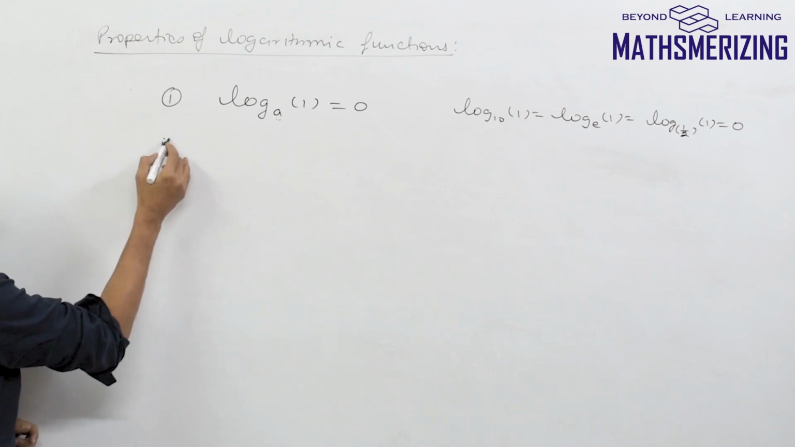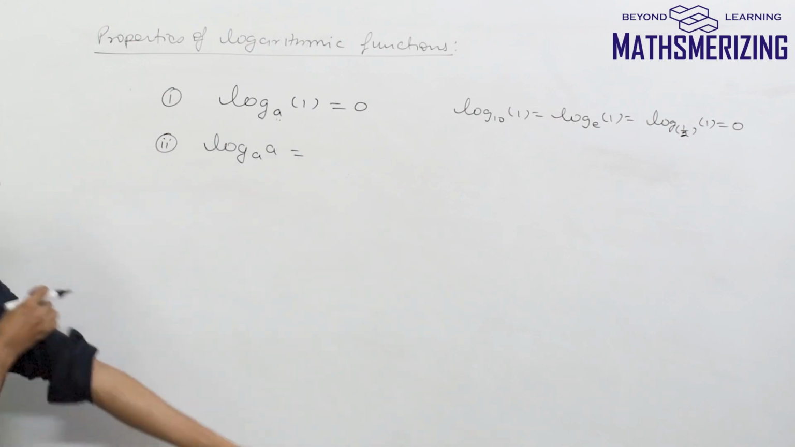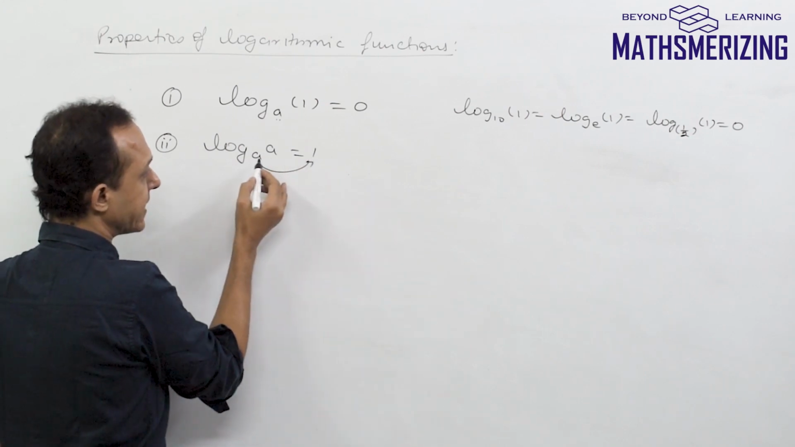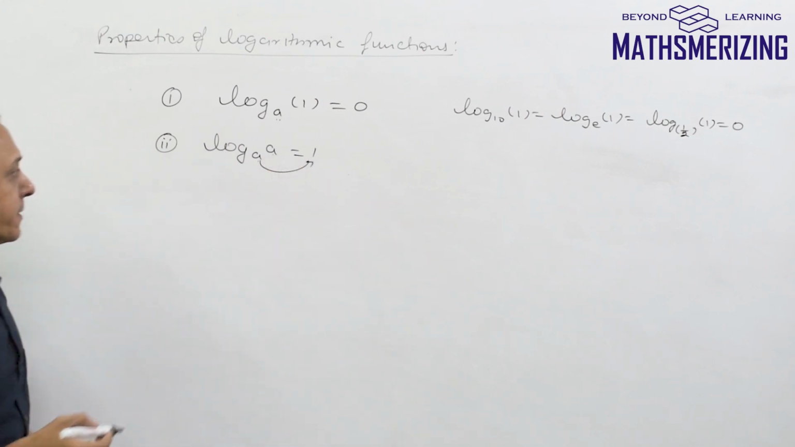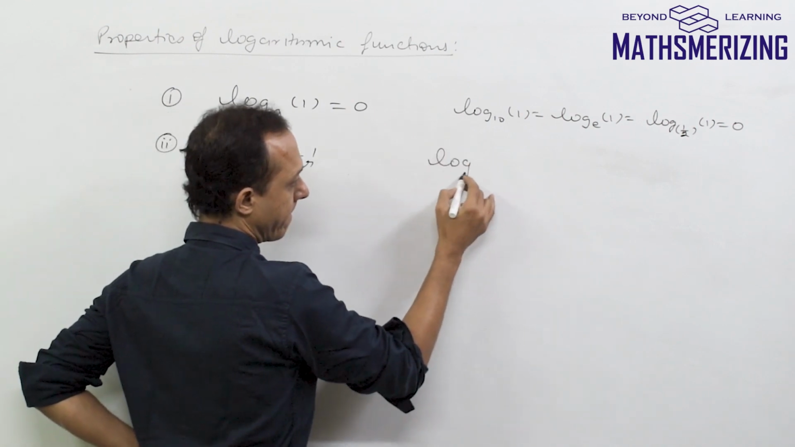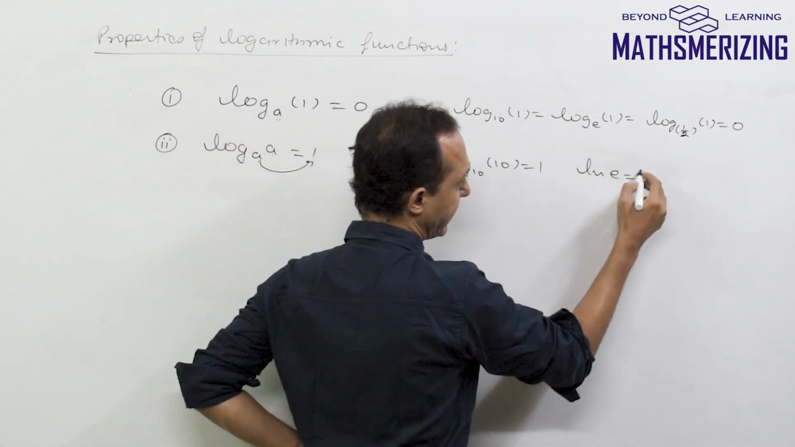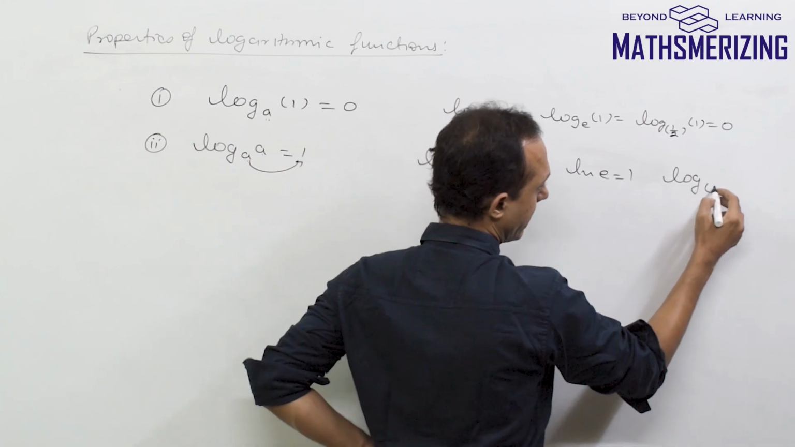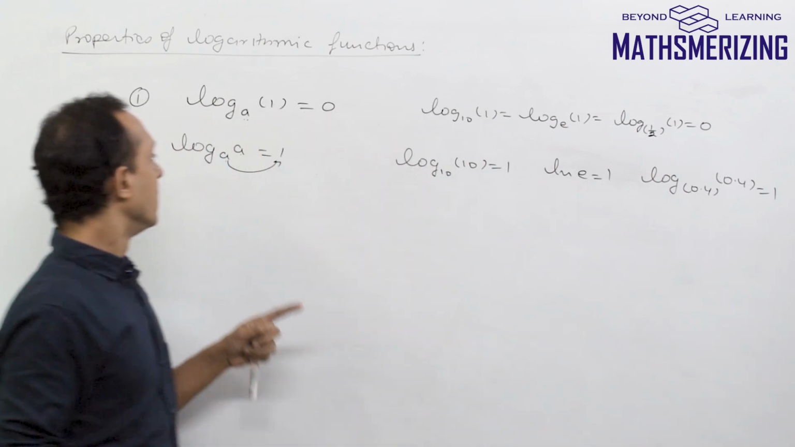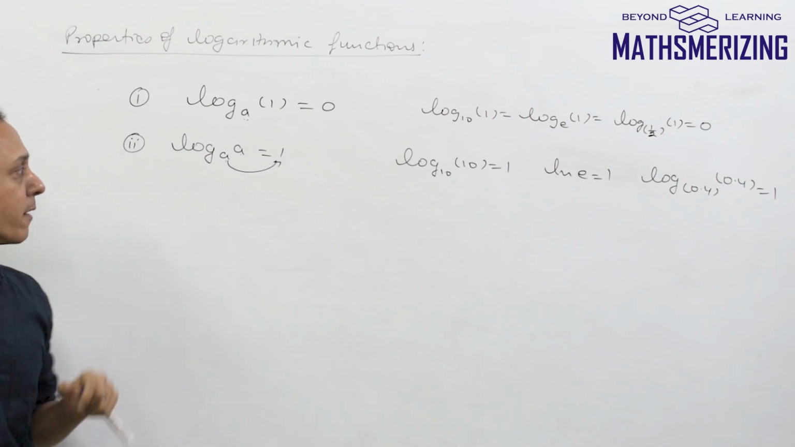Now the second property is log a to the base a. Now which power of a is equal to a? Obviously a to the power 1 is a. So if I have the same number as the base, then log a base a will always be 1. So log 10 base 10 is 1, ln e is 1, log 0.4 to the base 0.4 will also be 1. So for any valid number a, log a to the base a will always be 1.